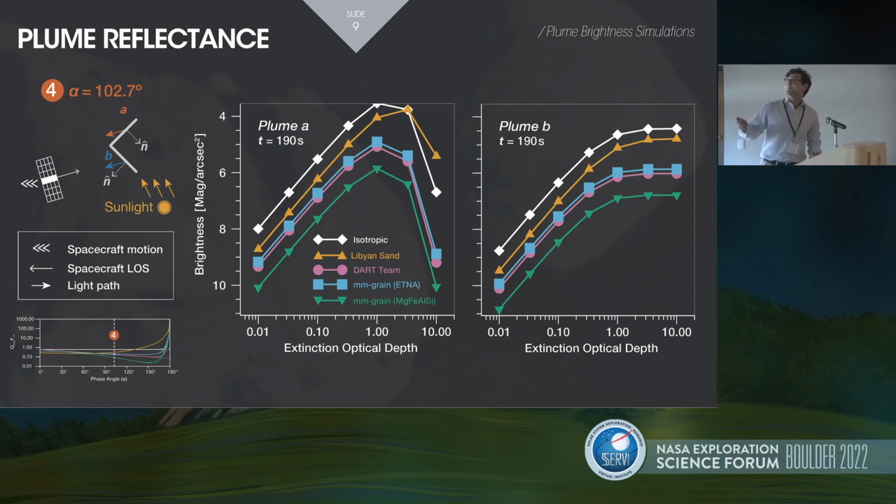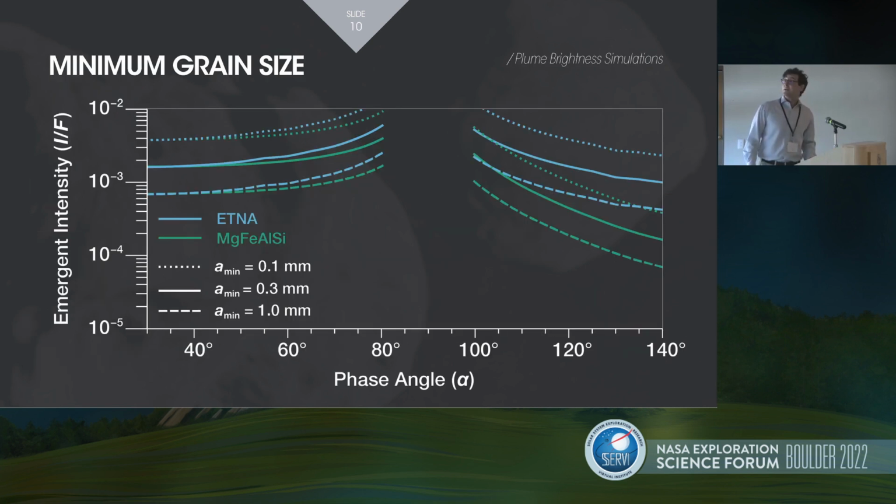size distribution. It turns out that another important parameter controlling plume brightness is the assumed minimum grain size, Amin, for the size distribution. Results shown here are for a representative sample using the millimeter grain models, but you see something similar across all the models. A factor of 4 variability is seen when varying Amin between 100 microns and 1 millimeter.